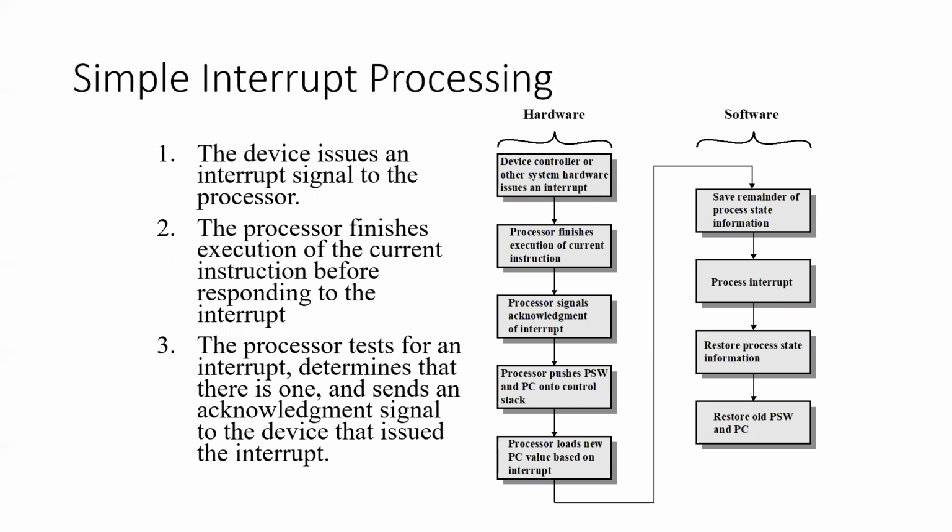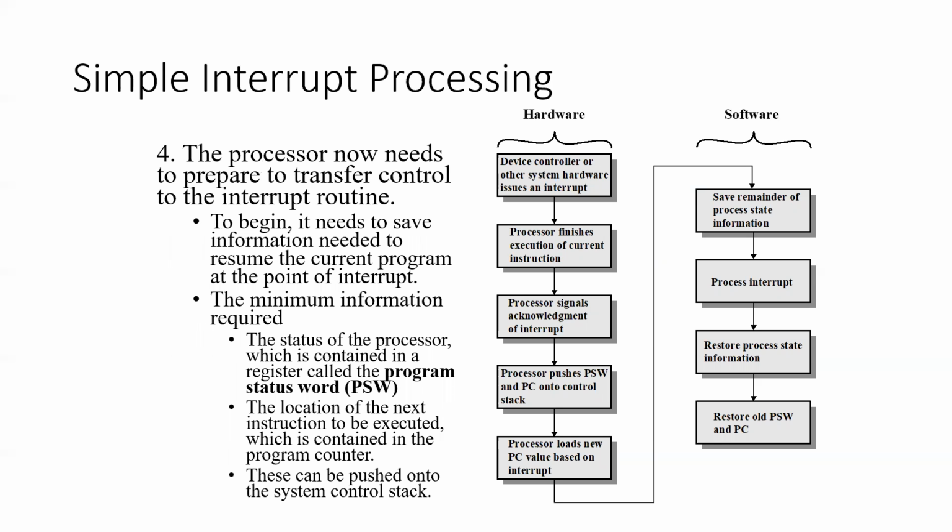So how does this work? The device issues an interrupt signal to the processor. The processor finishes execution of the current instruction, whatever it was doing. If it was an addition or movement of memory, it finishes that up before responding to the interrupt. It then tests for an interrupt, determines that there is one, sends an acknowledgement signal to the device that issued the interrupt, and that's step 3 there in the hardware.